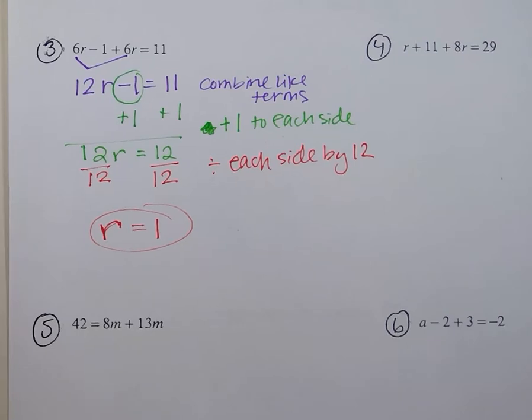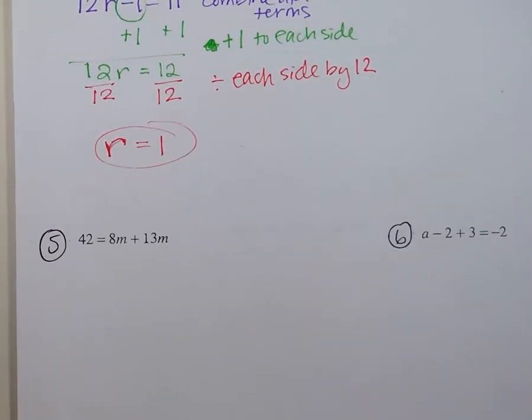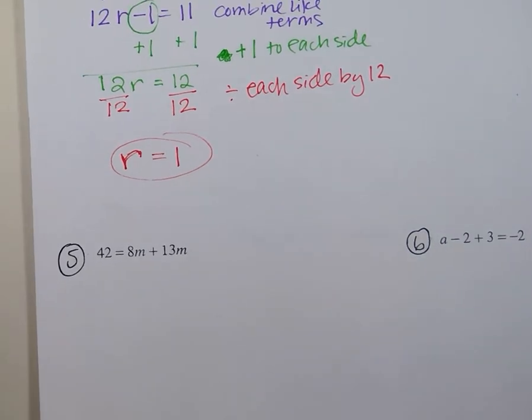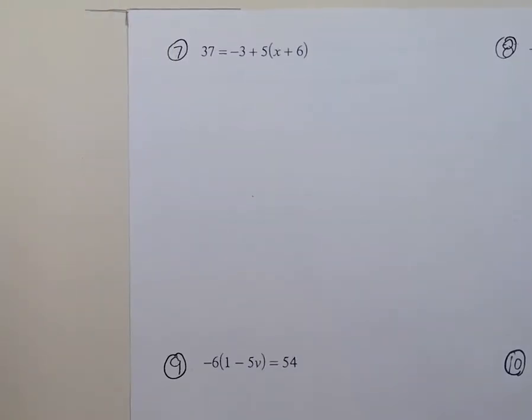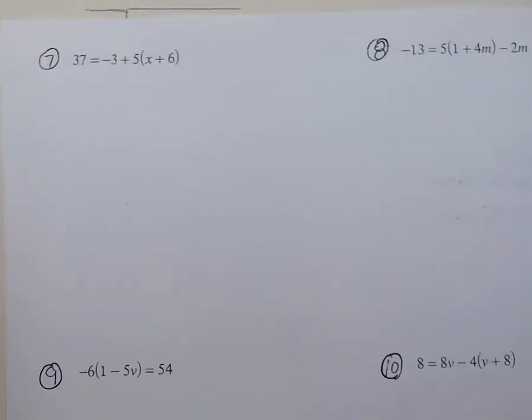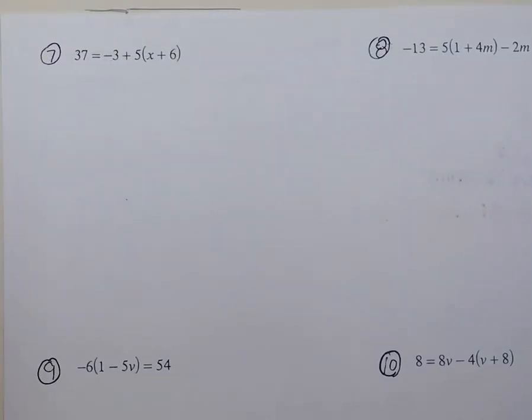Number 5. I'm not going to do number 5 because number 5 is very similar to number 1. It's just that the M's are on the right instead of the left, but the process is still the same. Okay, so now let's look at number 7. Same type of process that we've been doing.